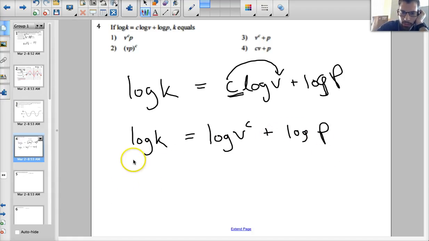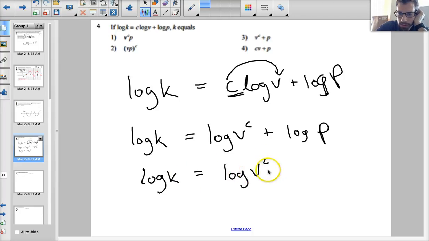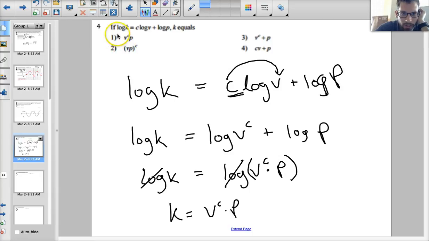Then addition becomes multiplication, so I've got log k equals log of v to the c times p. That's all now in the same parentheses. Then, because I've got logs on both sides, I can cancel them out, and I get k equals v to the c times p, which is right here, option number 1, v to the c, p.